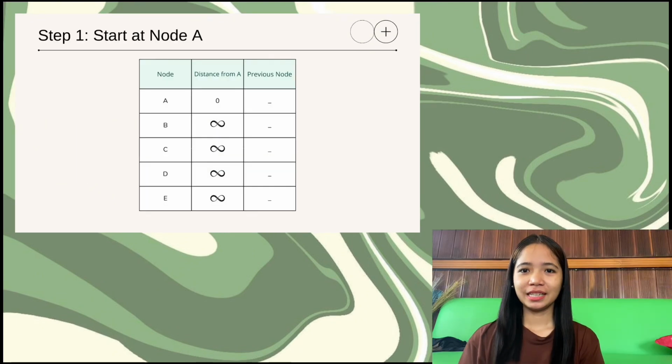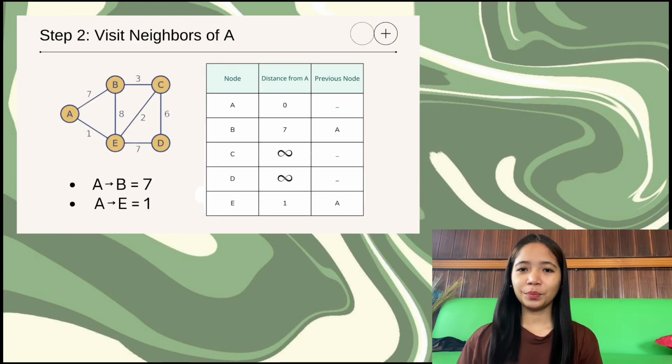Step 1. Start at node A. Distance to A itself is 0. Distance to every other node, B, C, D, E, is infinity because we don't know how to get there yet. Step 2. Visit neighbors of A. From A, we update the distances to the nodes directly connected to A. A to B is equal to 7. A to E is equal to 1. Now, we update the table.